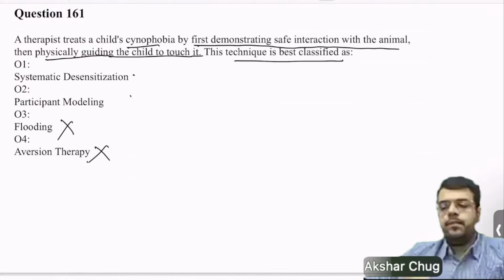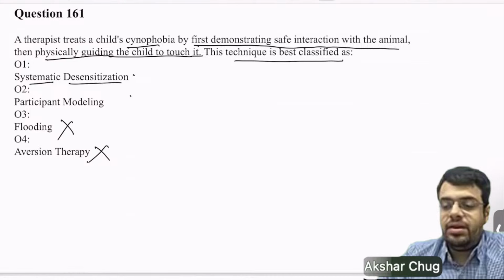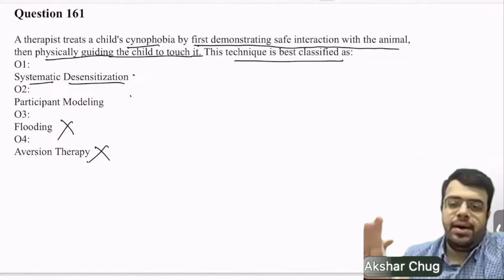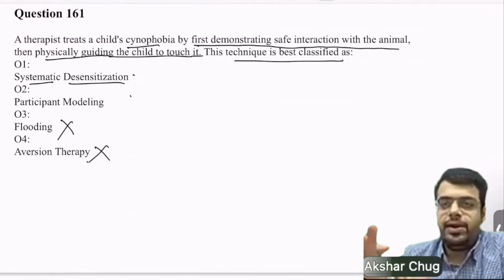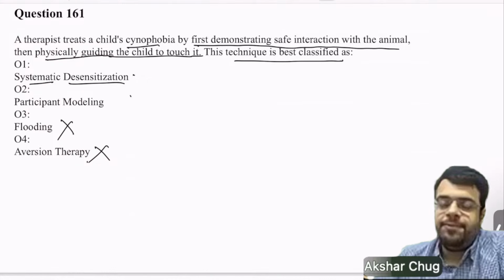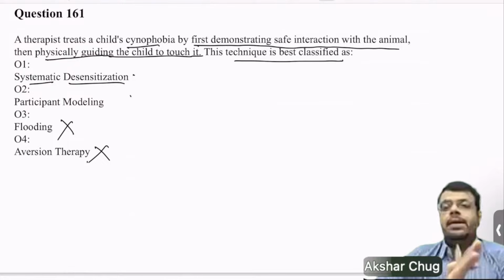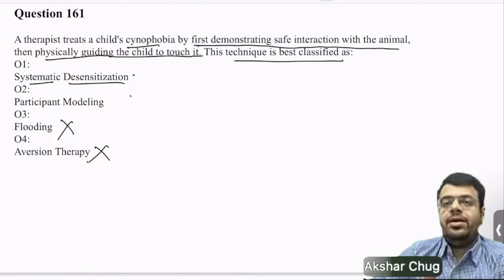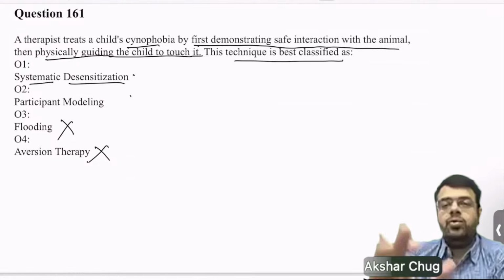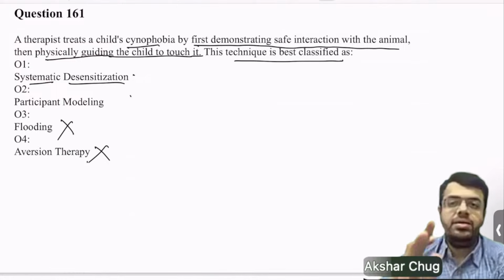Now, systematic desensitization is where you show the patient something which he or she is afraid of. For example, in this case, the person is afraid of this animal. So you bring the animal, keep it in front of the patient, and then you tell the patient to relax his toes, to relax his calf, to relax his thighs, and slowly you tell the patient to relax and get comfortable and desensitized towards the fears.